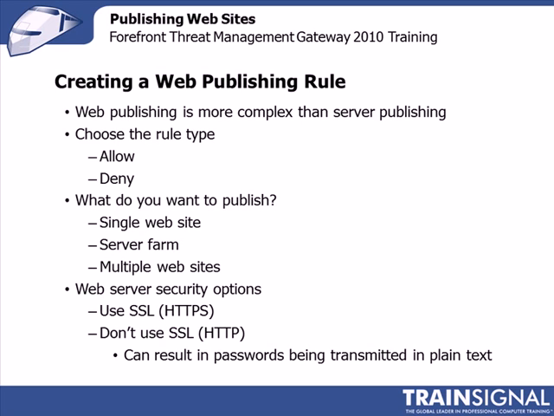But that's pretty straightforward. First of all, just like in any rule on Threat Management Gateway, you have to choose your rule type, which is to allow or deny a specific kind of traffic. But then things change a little bit. You have to decide what you want to publish: a single website, a server farm, or multiple websites. Just because you choose multiple websites doesn't mean that you're going to create one rule that has a whole bunch of different elements. There will be a separate rule created for each website that you want to publish. Next up, you have different web server security options than you'd have with generalized server publishing.